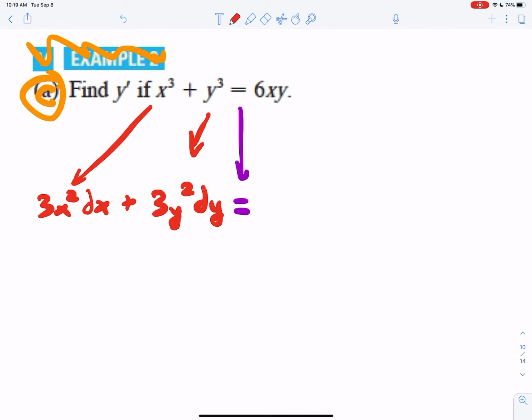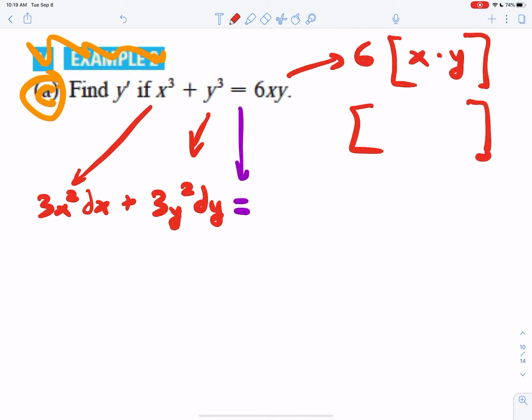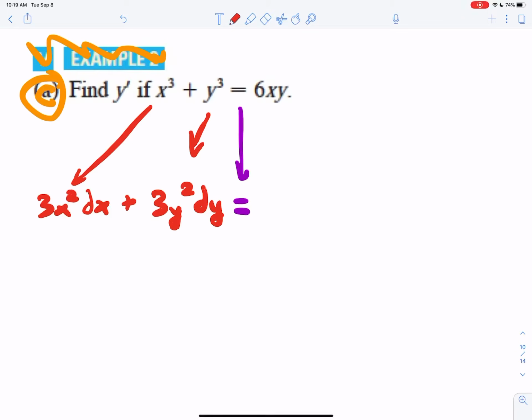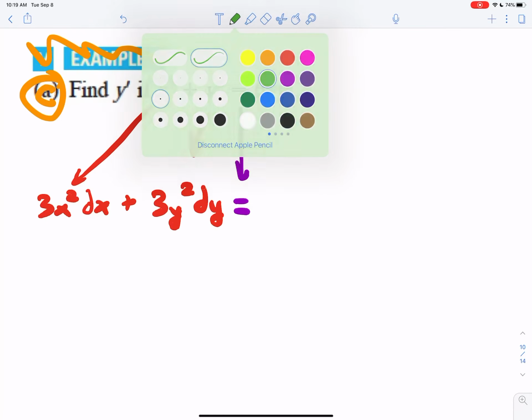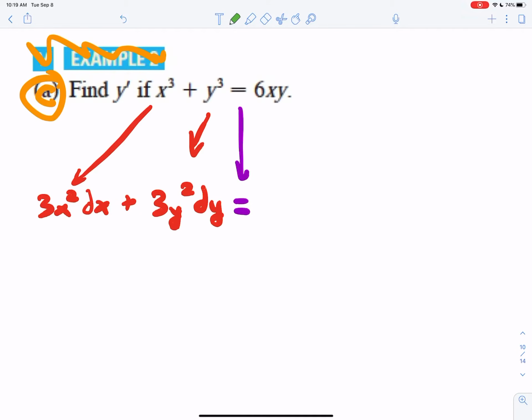You can treat the 6 as if it had nothing to do with the product, or you could treat the 6 as being with the x times the y. It really doesn't matter which way you do this, but I'm going to choose this route, where 6x times the y. So here we go. I'll look at this as 6x times y.